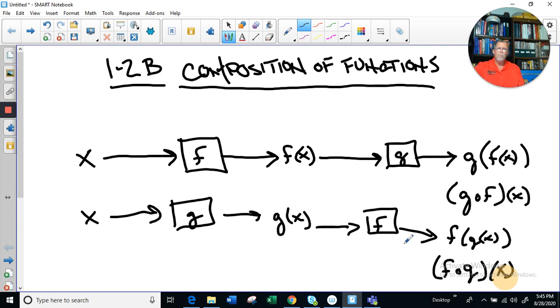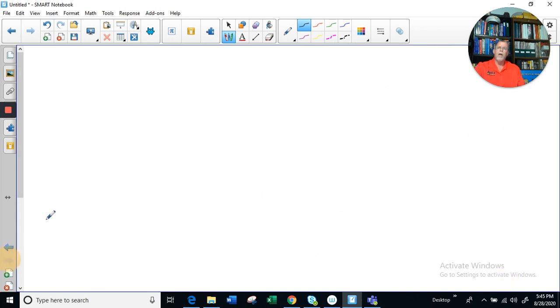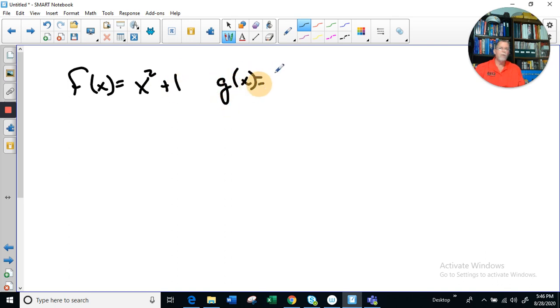All right, so we're going to dive in here, and I think the easiest way to see this is with examples, so we are going to do some. I'm going to give you some functions to work with first. So let's create some functions. Let's use an f of x that is x squared plus 1. And let's create a g of x that is 3x minus 2. And finally, h of x, a third function, we'll call 2x minus 1.